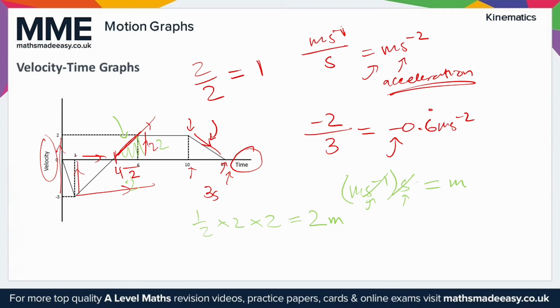So that's a good thing to remember, but you can always figure it out by just thinking about the units on each axis. Remember, velocity should be in meters per second, time should be in seconds.